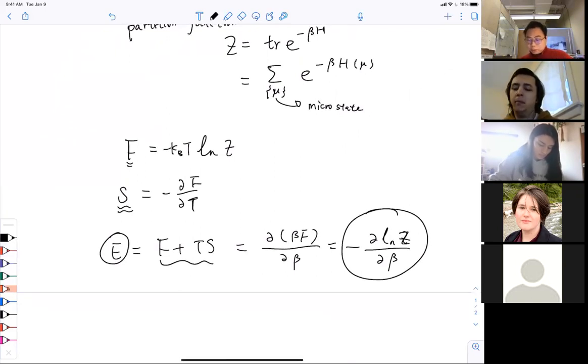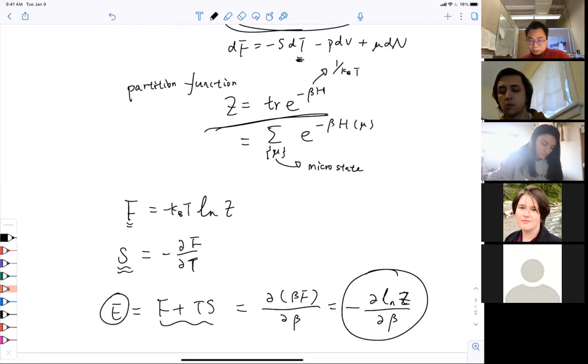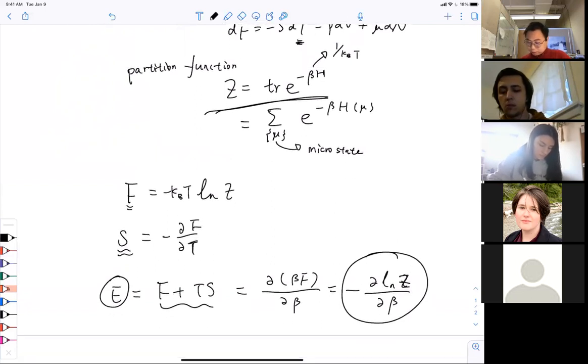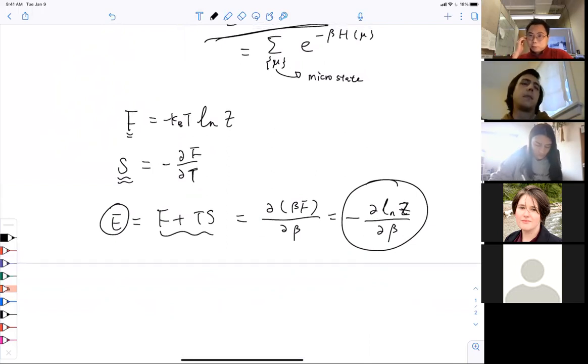That's all the formulas we usually use. Basically, the first quantity we need to calculate is the partition function. Once we have this partition function, we can calculate everything. That's the logic. So any question about this part? It's just a very brief summary of what you have learned.